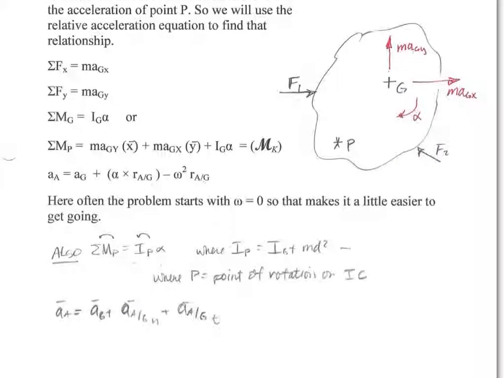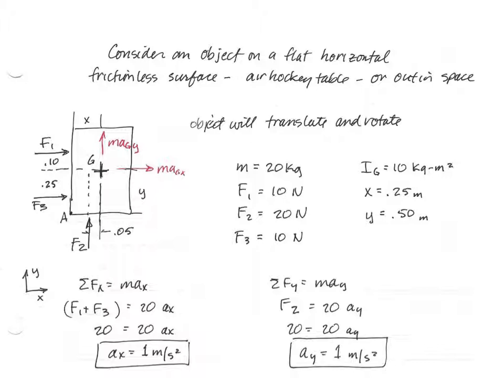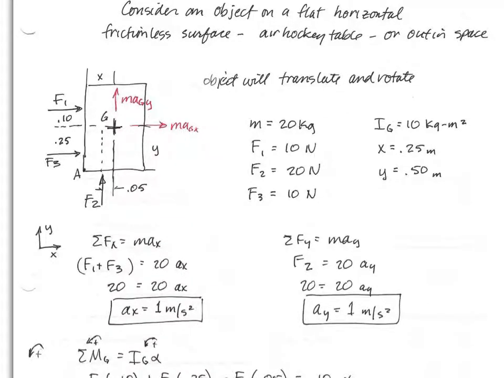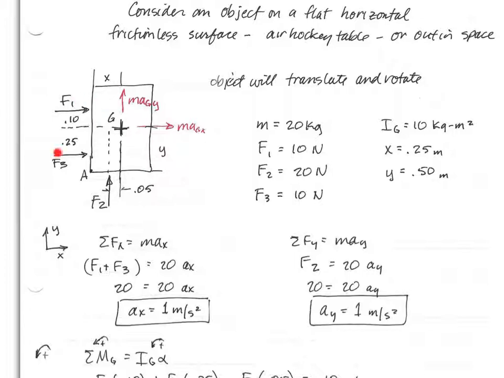And then back to the relative equation. This is our general vector form of the relative equation, but we also have the scalar form of the relative equation, which can be quite helpful and much easier to use in some cases, I believe. What we've got here is an object that's moving and rotating. It's out in space or on a frictionless surface, and we've got some forces trying to push it in one direction, forces in the x and a force in the y. So let's find out what happens.